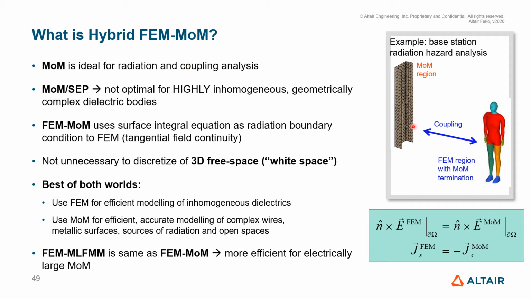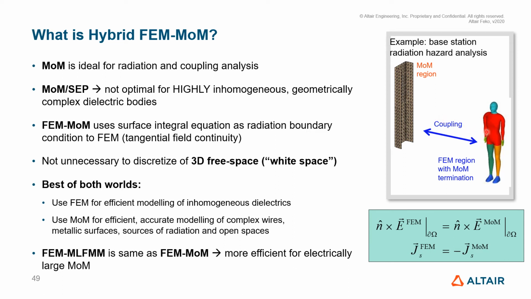What that means is, let's take this example here of a human body close to a base station antenna. If you are to solve this whole problem in FEM, you may have to enclose this whole volume in an airbox and discretize the whole volume into tetrahedrals, which means all this empty space or white space also needs to be discretized, increasing your number of unknowns. Of course, depending on the distance, if this could be 1 meter away, 10 meters away, 15 meters away, your mesh can keep growing if you were to just use FEM.